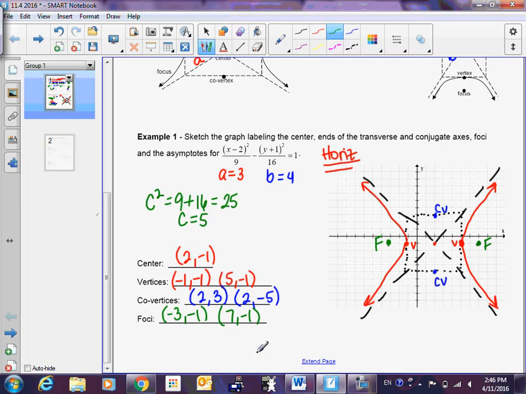So this was a nice problem to start off with because it was in standard form and everything turned out to be a whole number. We know that's not necessarily how it will always happen, but pretty much every problem will follow the same format.